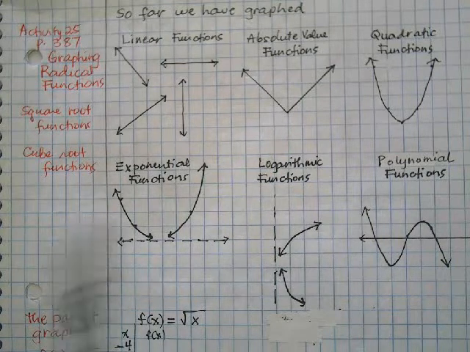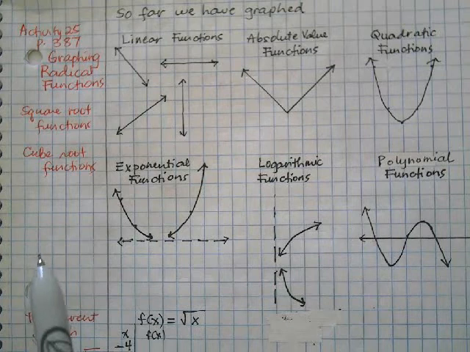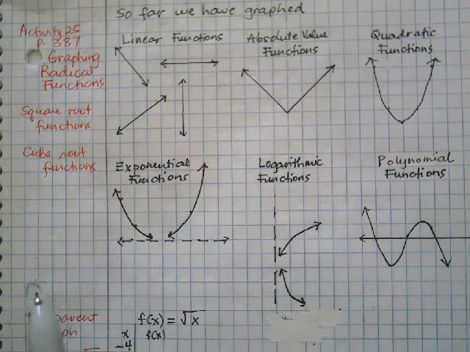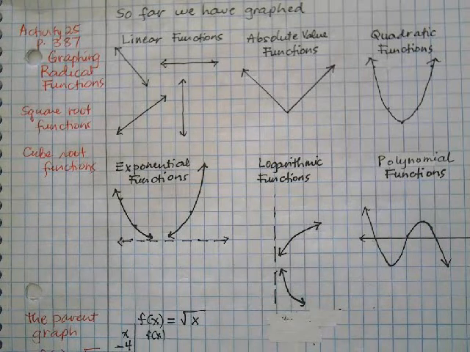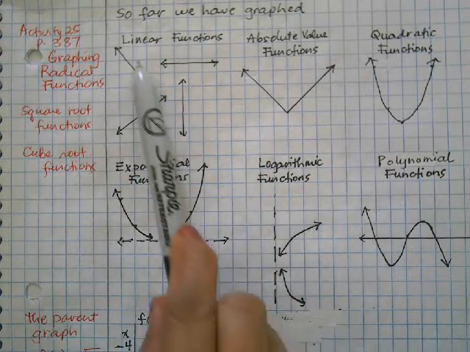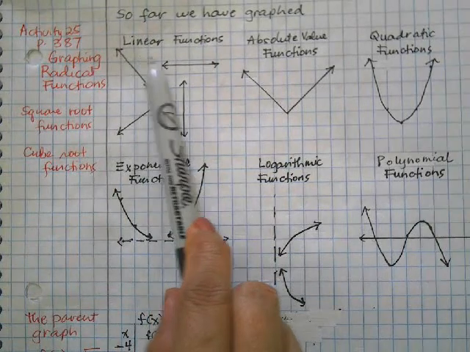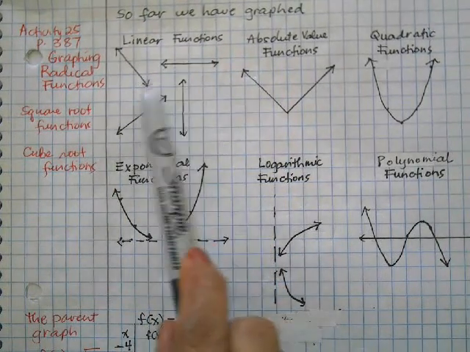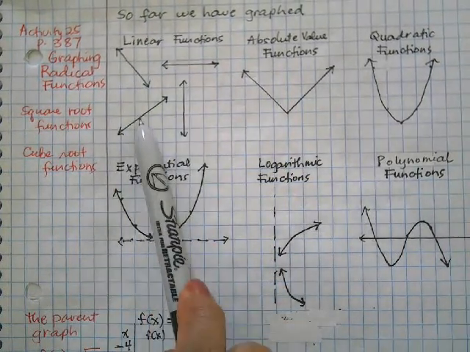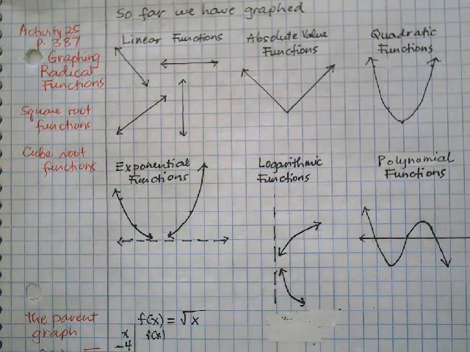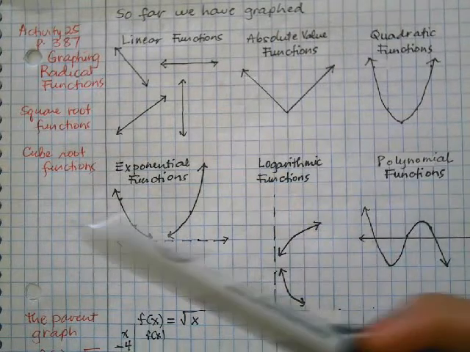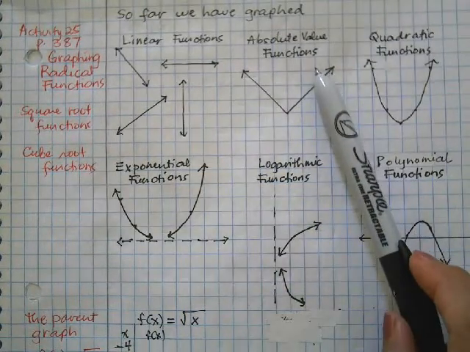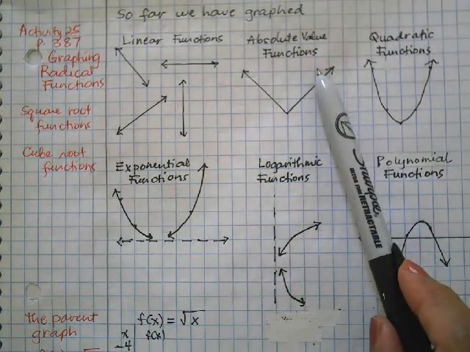Okay, so let's just make a short review of what we have graphed so far since the start of the school year. What functions do we know how to graph? So we know that we graph lines or linear functions. A line could lean to the left, to the right. It could be a horizontal line or a vertical line. I hope you remember that. And then we studied the absolute value functions.